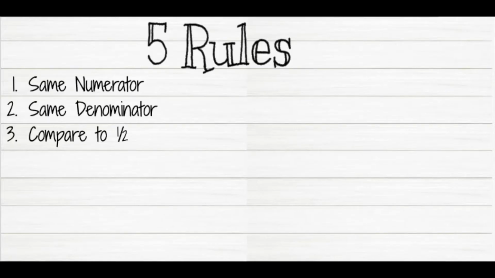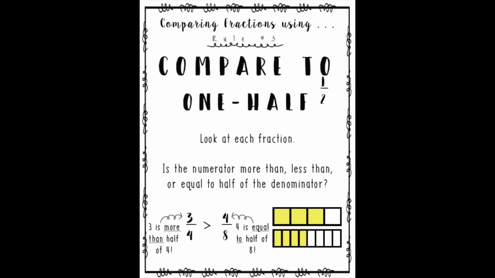The next rule is to compare to 1/2. Comparing to 1/2, you want to look at both fractions. Think, is the numerator more than, less than, or equal to half of the denominator? So for example, 3/4, 3 is more than half of 4 because half of 4 is 2. 3 is greater than 2.